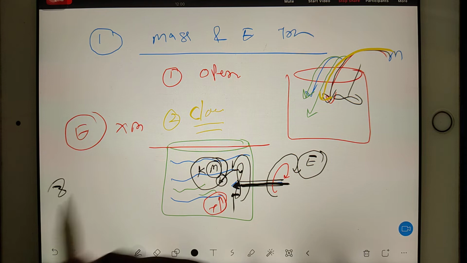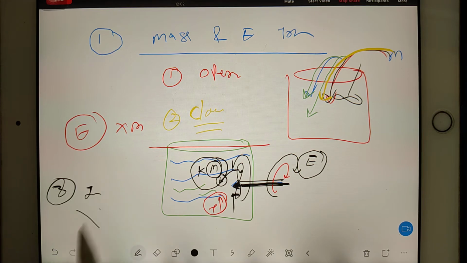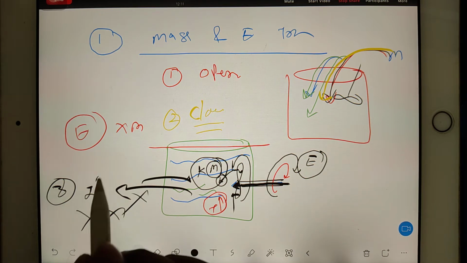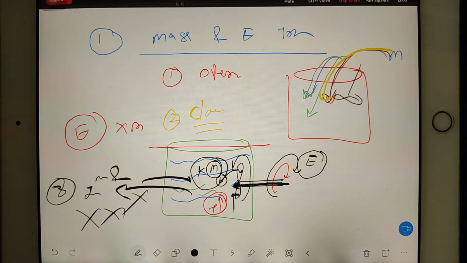And then we go for the third type of system, which is isolated system. Energy and mass both can't enter into the system. Not only enter, there is no interaction at all. You can't go in, you can't come out. That means mass and energy. I hope it's clear. Isolated system.